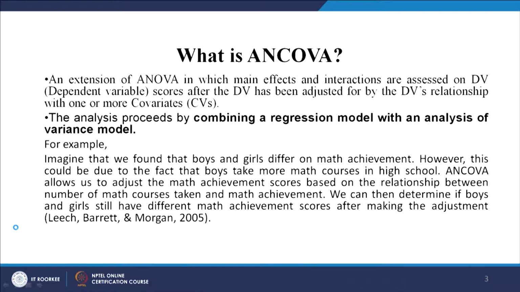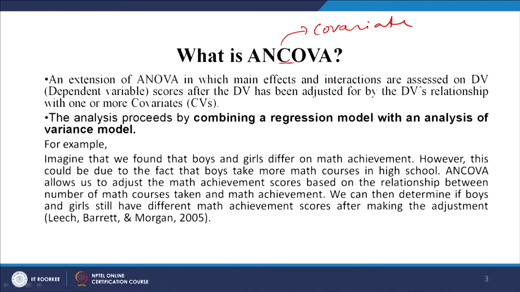ANCOVA, as I said, is nothing but an extension of the ANOVA; only the letter C is attached here, which stands for covariate. Okay. So, what is this covariate? I will explain that. It is an extension of an ANOVA in which the main effects and the interactions... now, I think by this time you must be clear from my lectures what main effects means and what an interaction effect is, right. So, these main effects and interaction effects are assessed on the dependent variable scores after they have been adjusted for the dependent variable's relationship with one or more covariates, right.